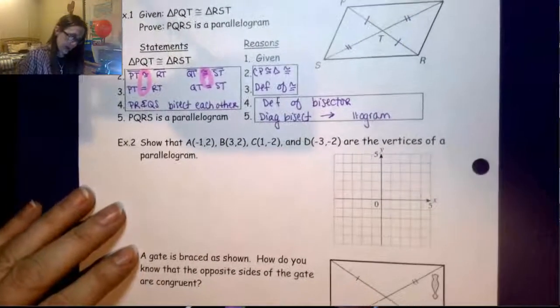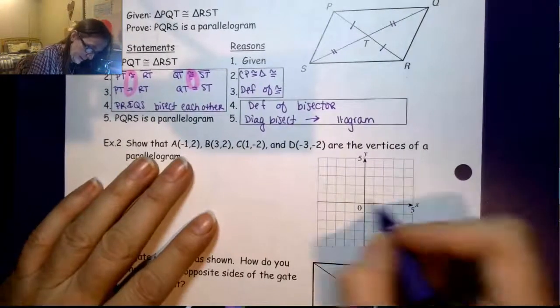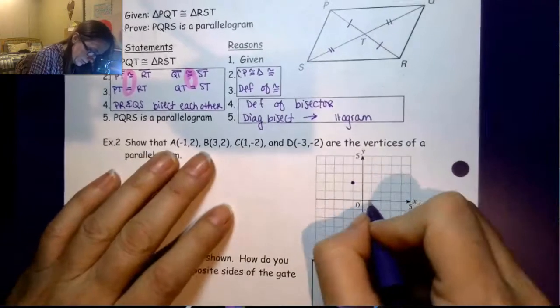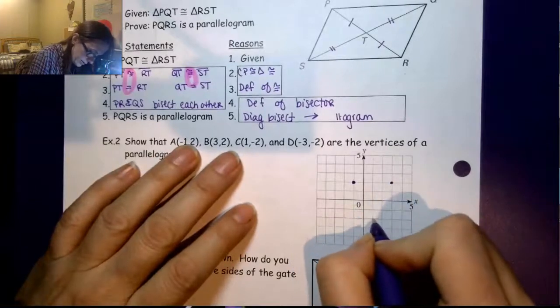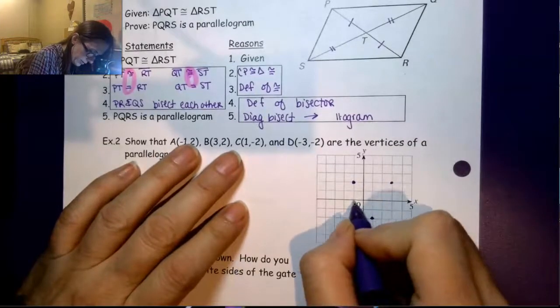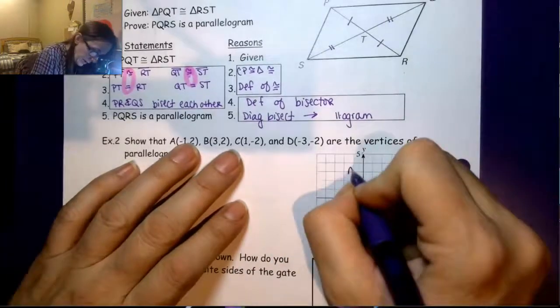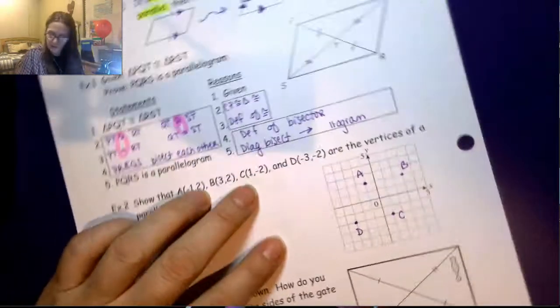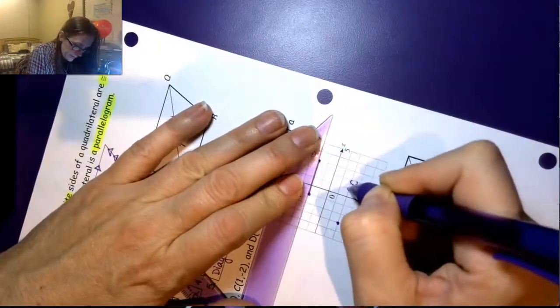Okay, so the next one here, show that, first we're going to plot this. A is (-1, 2), B is (3, 2), C is (1, -2), D is (-3, -2). So here I have A, B, C, D. I like to use a straight edge because I'm going to see if I don't. Again, you do not have to.